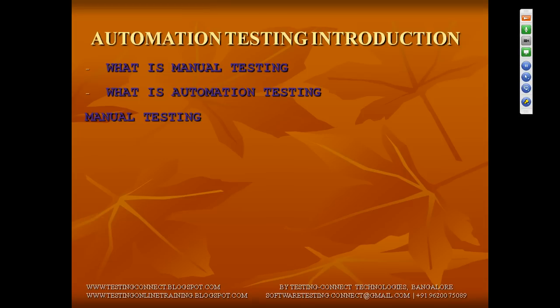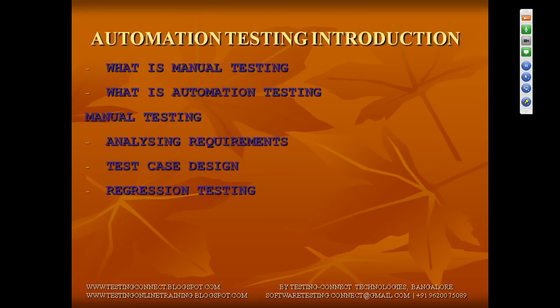Okay, so manual testing: analyzing the requirement, test case creation, regression testing, execution. Test case execution normally you can consider as regression testing, then retesting, then reporting bugs and tracking. So these are the major roles you will be performing if you went into manual testing. But mostly 80% of your job will be regression testing. Okay, so what do you mean by regression testing?